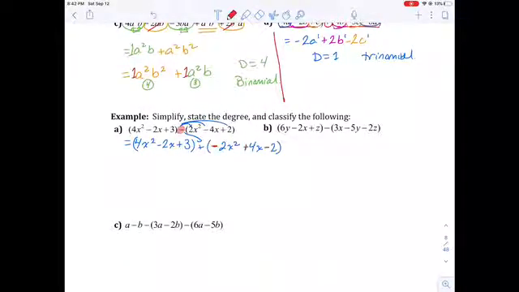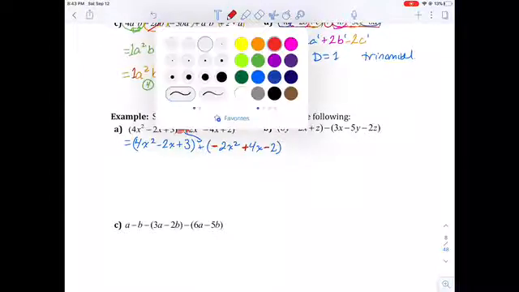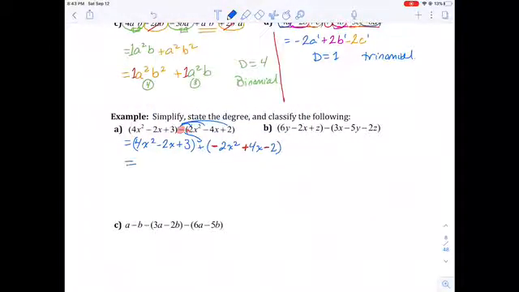Okay, let's make that guy a negative. So all of the signs in the brackets changed, right? This was a positive. It becomes a minus. Minus becomes plus. And now let's combine these like terms. 4x squared minus 2x squared is 2x squared. Negative 2x plus 4x is plus 2x. And 3 minus 2 is plus 1. Okay? The degree is 2, and this is a trinomial.